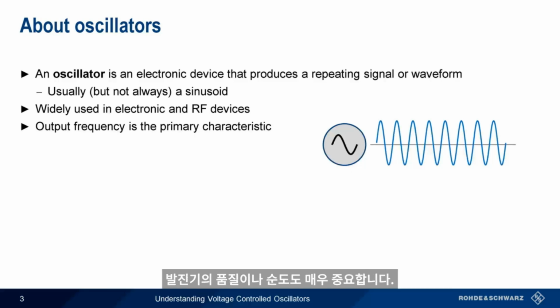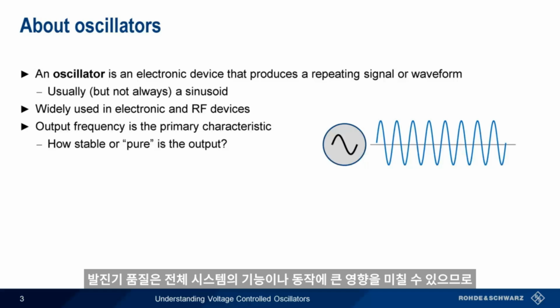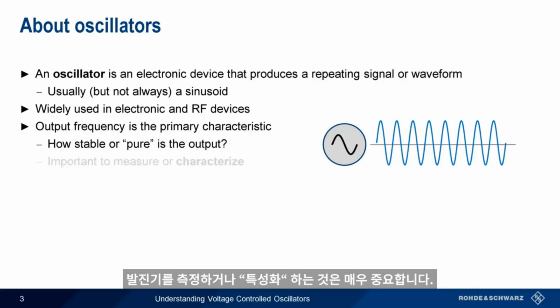The primary characteristic of an oscillator is the frequency of the signal that it generates, but we're also often very concerned with the quality or the purity of the oscillator. For example, how stable are the output frequency and power? Are significant harmonics or spurious signals also present? Since the quality of an oscillator's output can have a significant impact on the function or behavior of the overall system, it's important to measure or characterize oscillators.